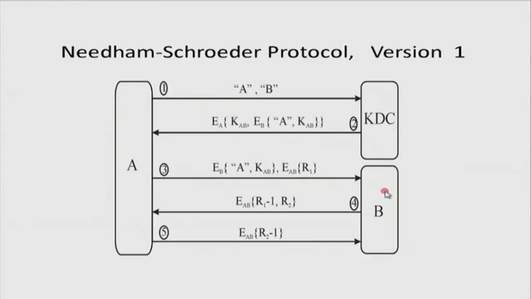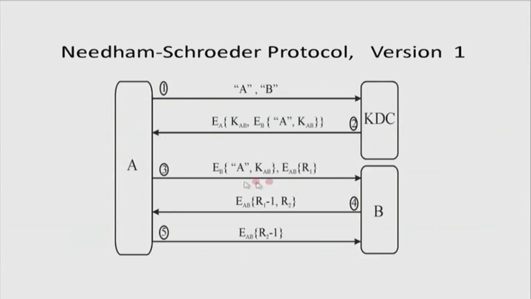If you really are B, what can you do? What are the things you are supposed to be able to do? If you really are B, you are supposed to be able to decrypt this ticket and obtain the session key, because I understand that the KDC has encrypted the ticket with the long-term secret that you share with the KDC. So if you really are the right guy, decrypt this and obtain KAB. Once you have obtained KAB, read my nonce, decrement it by 1, re-encrypt it and send it to me so that I can be sure you're really the right guy.